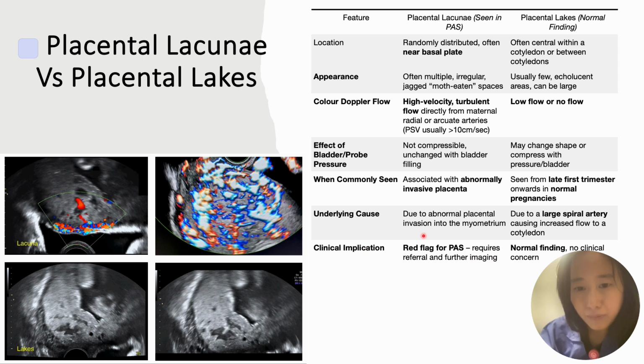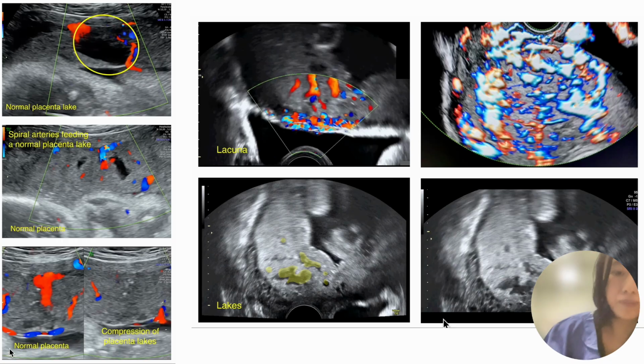Underlying cause: abnormal placental invasion into the myometrium, whereas this is just one of the spiral arteries that goes into the endometrium, gets large, and just increases flow to that cotyledon. It will not affect the baby in any way. Whereas lacunae are a red flag sign for PAS and need further imaging. Let's see more pictures.